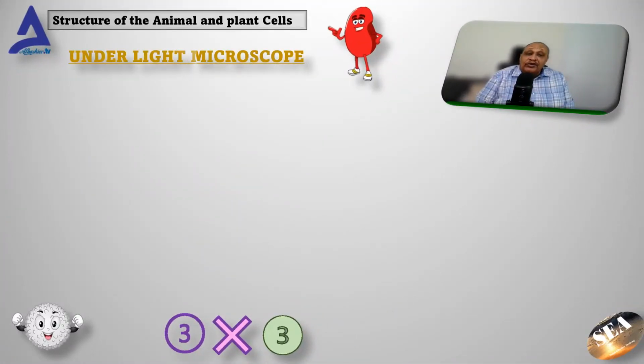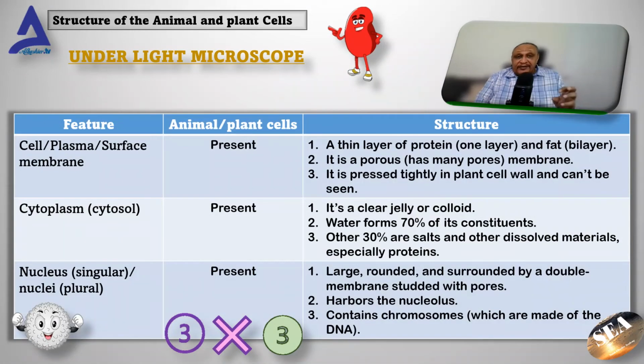Moving forward, we are still visualizing those cells under the light microscope, and I warned you about the light microscope. We are going to see this picture. Now, those are the similarities. The 3 violet ones are present in both animal and plant cells: the cell membrane, the cytoplasm, and the nucleus.